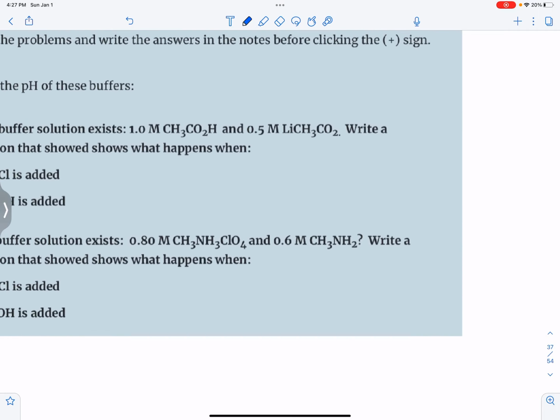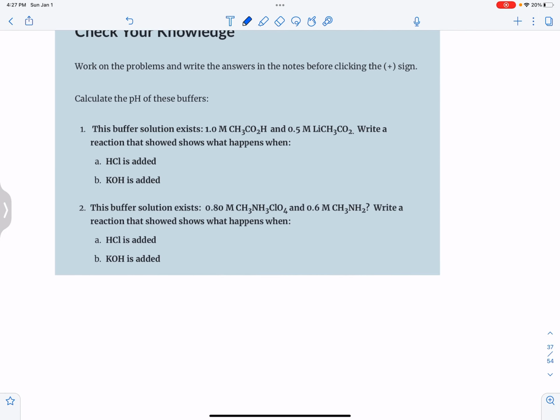All right, so for these ones, I'm just trying to figure out the reactions. So what I have right here is an acid, and then I have a basic salt. And when I'm adding an acid, it's not interested in the acid part. It's interested in the basic salt part.